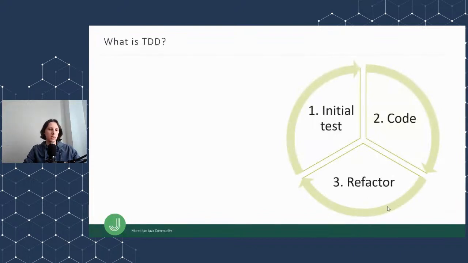It's usually called either test, code, refactor, or it's called by colors. The first stage is the red phase. You write a new test. This test doesn't pass yet because the code is not implemented. If you try to run this test, it will fail, and usually failed tests are marked red. That's why this phase is called red.